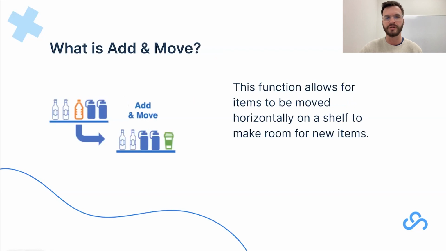Okay, add and move, our 3rd function here. This one allows for items to be moved horizontally on a shelf to make room for new items. Here what we're seeing is the dark blue bottles, the filled in bottles, are moving to the left, and the orange bottle is getting replaced by that green coffee cup looking thing, right? So the flexibility being generated there is that we do have a horizontal motion on this shelf, right? We have an x-axis shift there for those dark blue water bottles.